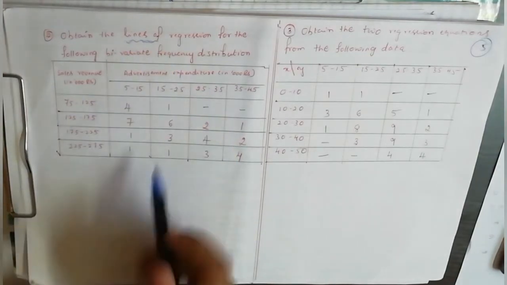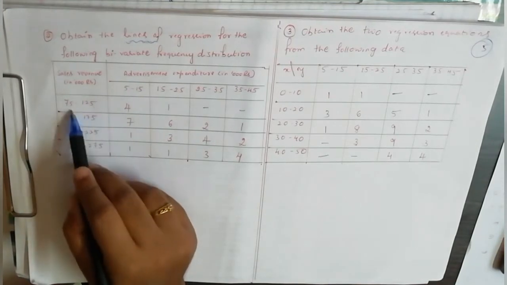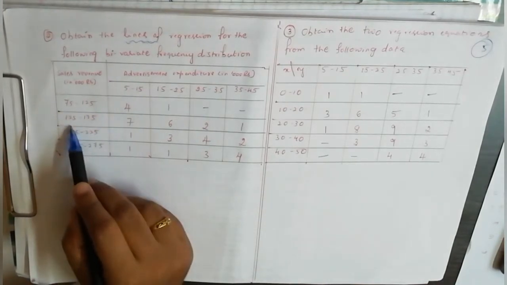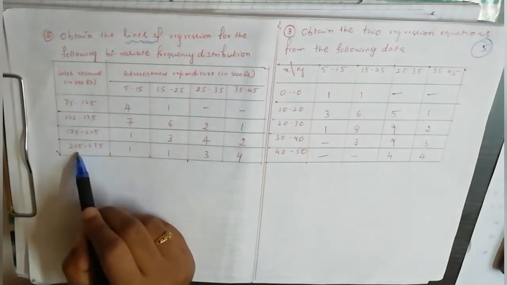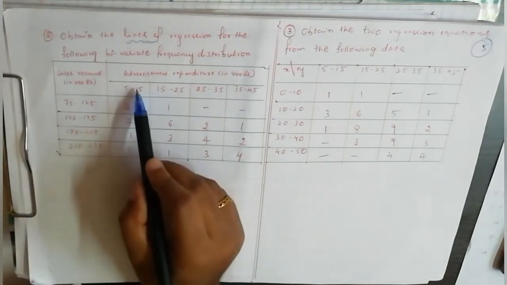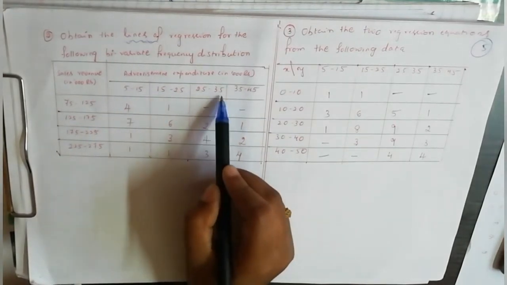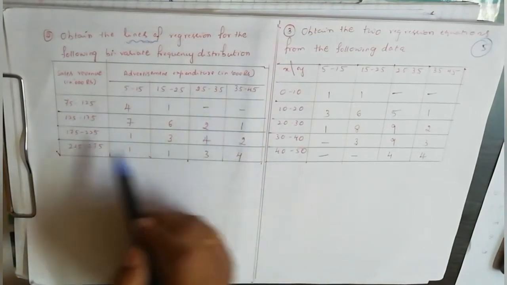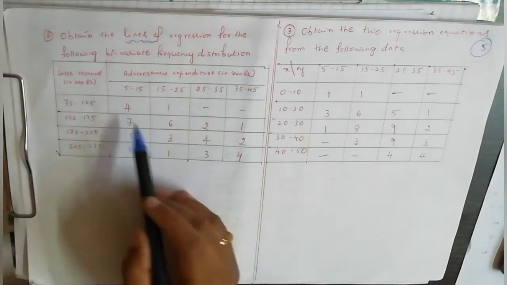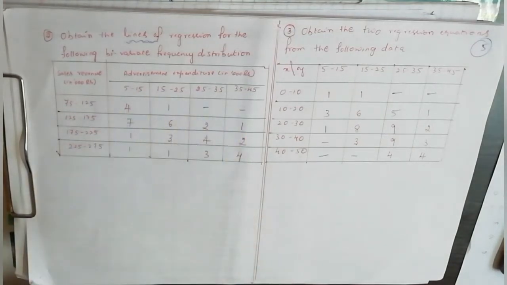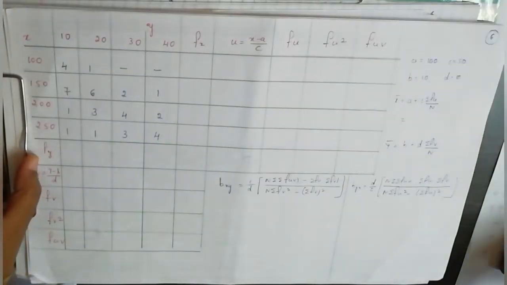y on x. So if you observe the class intervals, the x class intervals are 75 to 125, 125 to 175, 175 to 225, 225 to 275, and the y intervals are 5 to 15, 15 to 25, 25 to 35, 35 to 45. So first we need to write the midpoints for x and y and the given values we have to write. Okay, I have already prepared the table for this second problem.